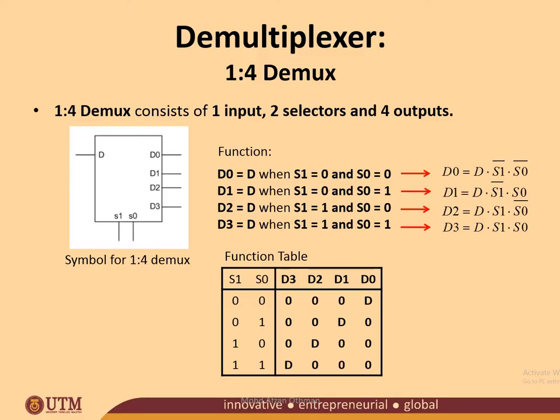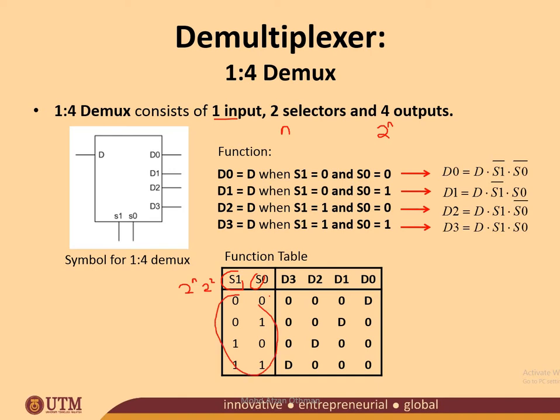Next is the 1 to 4 demux, which consists of one input, the same one input, and a selector input which is 2, and 2 to the power of 2, 4 outputs. So similarly, as in the 1 to 2 demux, but we expand it. Now we have S1 and S0, meaning we have 2, and we have 2 to the power of 2 combinations. That's why we have 4 combinations.